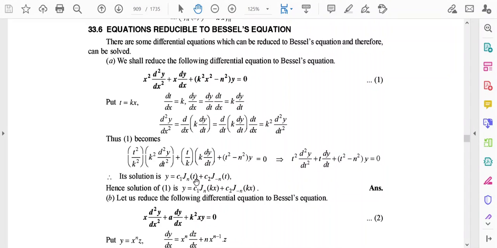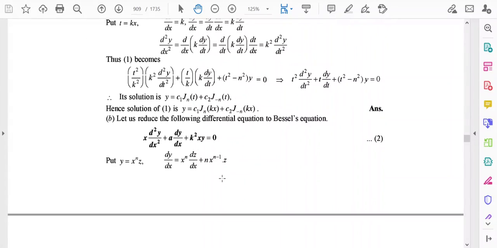Now, as we have assumed t is equal to kx, the solution of this equation will be y is equal to c1 Jn of kx plus c2 J of minus n of kx. So, this is the solution of equation number 1. Similarly, suppose we have another kind of equation, equation number 2 here, that is x into d square y by dx square plus a into dy by dx plus k square into xy is equal to 0. That is equation number 2.